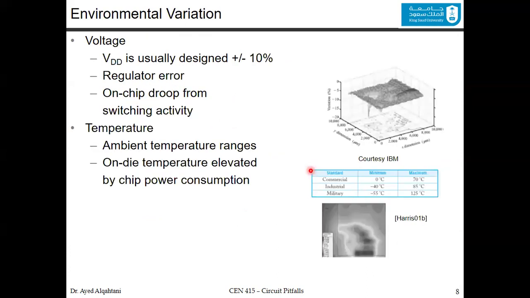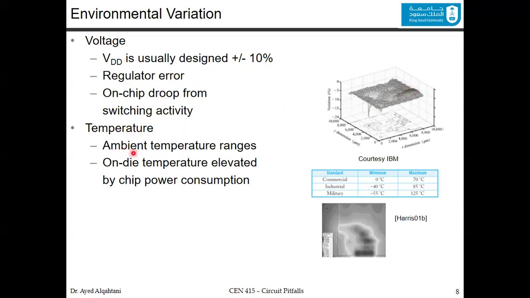For the environmental variation, like the voltage and the temperature, for the voltage, as you can see here, we have the X, Y, and we have the variation percentage on the vertical line. So the VDD is usually designed plus or minus 10%. We have regulator error, and on-chip droop from switching activity as well. And because of this, we have the variation. And you can see, for example, the variation here, it's sinking down, it's peaking up at this region. So there are slight differences.